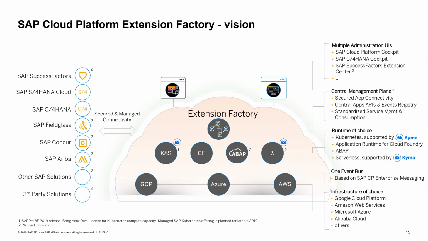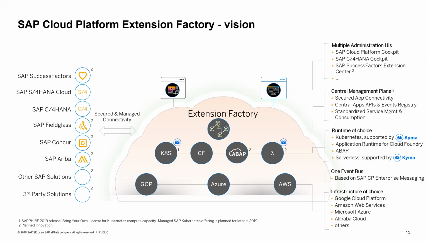If we move one level further down below the extension factory, we can see that central management plane, and this is really the heart of the extension factory, and it provides secured app connectivity. It also provides the central access to API and event registry and discovery, and also service management and consumption. So it's really key to the entire extension factory, and make sure you have the easiest and central access to all the APIs and events, regardless of where they actually originate from. So this should make life a whole lot easier.